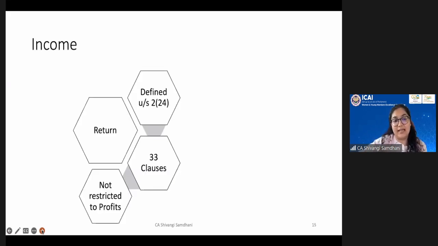Moving to the third line item of section 4. So now I am trying to make you revise that we discussed 2 line items, that every person is required to pay tax at a prescribed rate on the income which is earned during the previous year. Now, discussing the third issue, which is income.